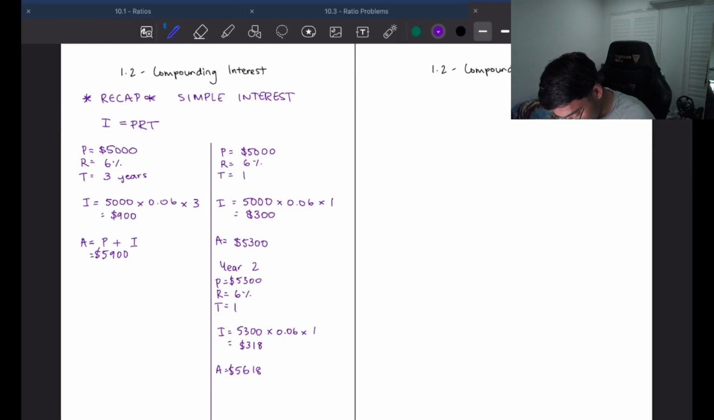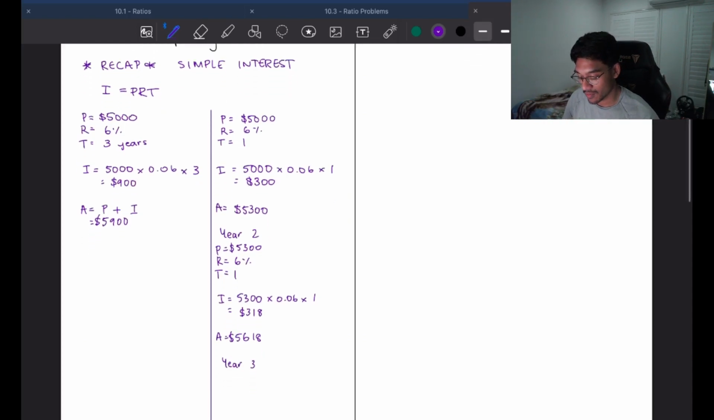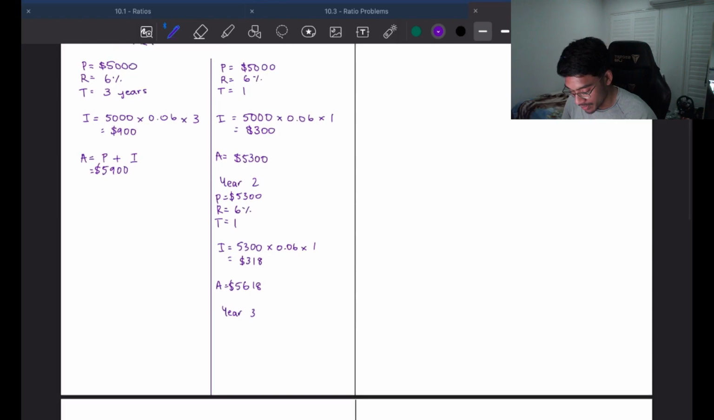Now for the third year, I'm going to do the exact same thing. I've taken that money out of the bank account and I'm going to put it back into my first bank, which still offers me 6%, but my principal's now changed. So now my principal is 5,618. My rate's still the same, and my time is still 1 year.